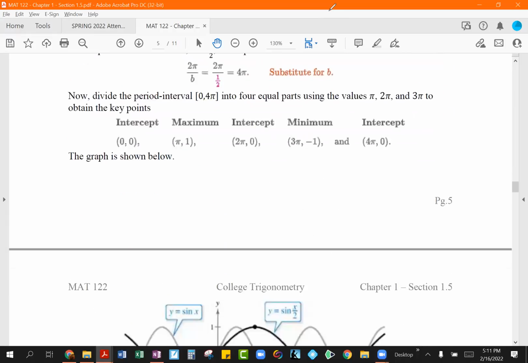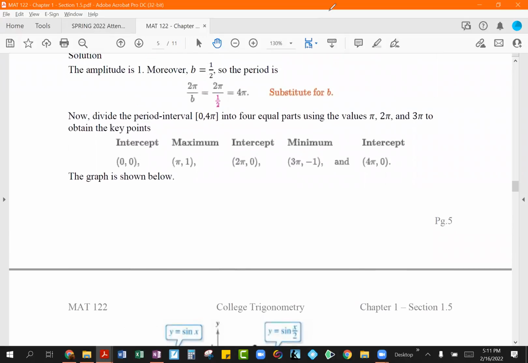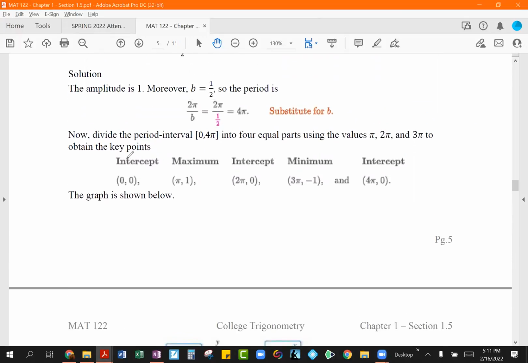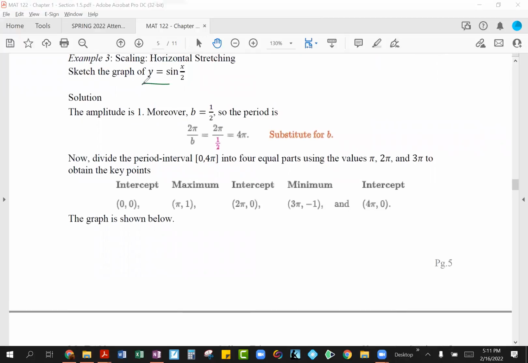Once you have your key points, plug that back into the function and then get your y values. In this case, because your amplitude did not change and your amplitude is 1, your maximum and minimum are actually still staying at 1, which is the original range of the sine function. So your amplitude did not change. That's why your range is not changing. But now your period has changed, and you are now actually stretching out your curve.